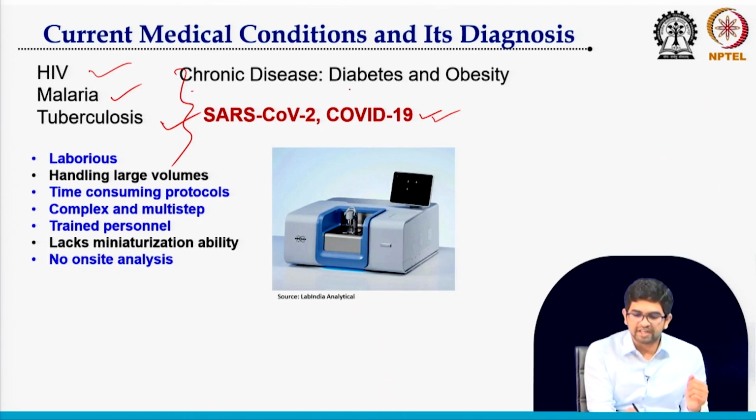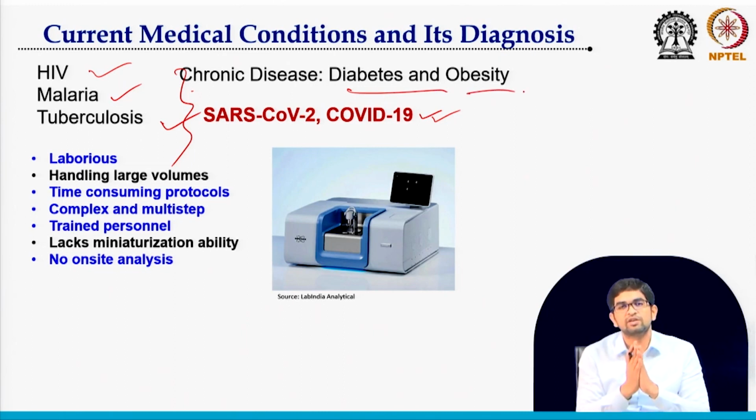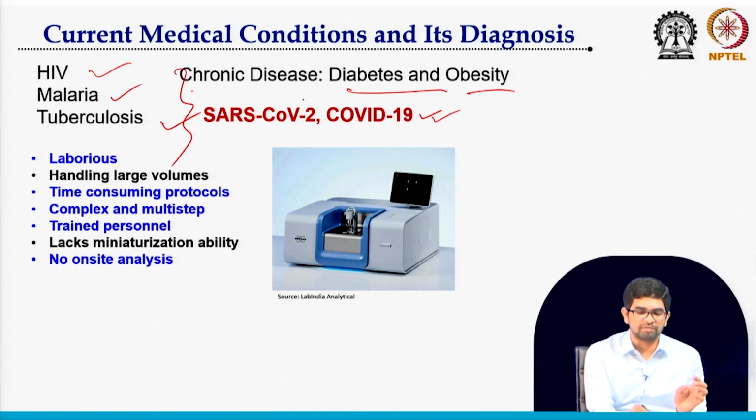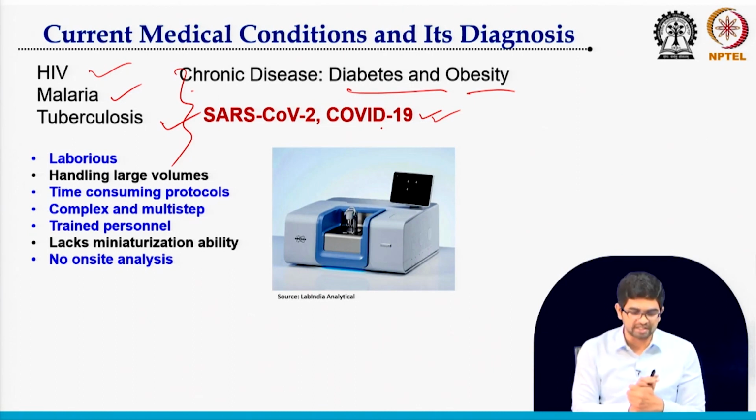And different chronic diseases like diabetes and obesity are very common nowadays. If you think about India also, many people are affected by this kind of disease, and we need certain diagnosis, so that at a very early stage we can take some decisions.